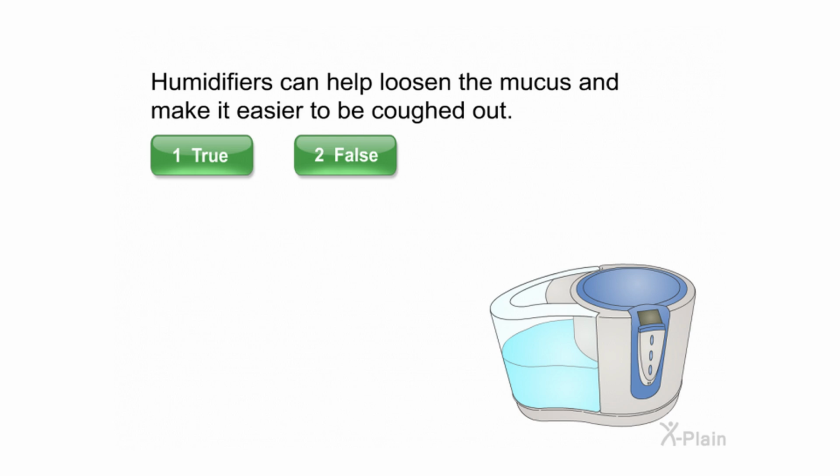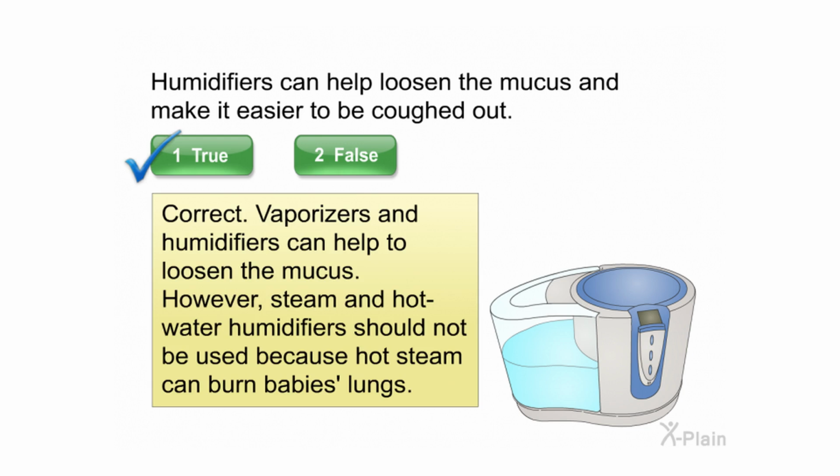Humidifiers can help loosen the mucus and make it easier to be coughed out. Select true or false. Correct. Vaporizers and humidifiers can help to loosen the mucus. However, steam and hot water humidifiers should not be used because hot steam can burn babies' lungs.